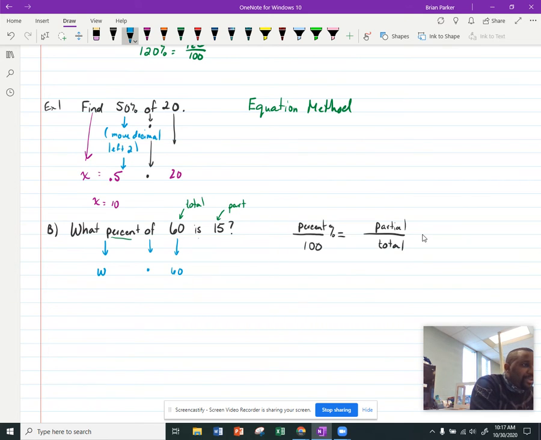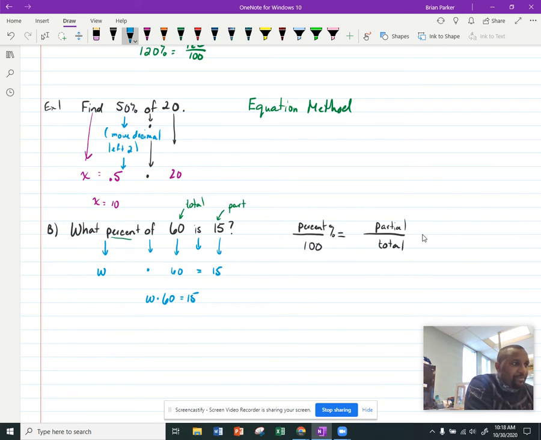Is, here's a new term, is means equals, and then 15. And I love teaching this because you can use this not just for finding percents, you can do this for story problems for the rest of your life, for word problems, okay? And so now I'll simplify this down just a little bit. So we've got W times 60 equals 15.